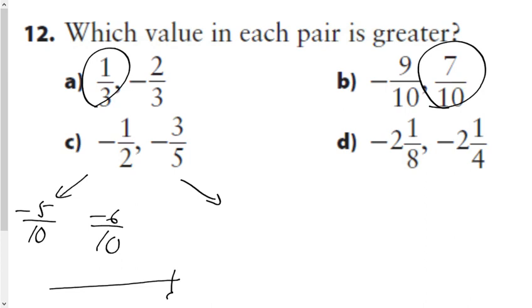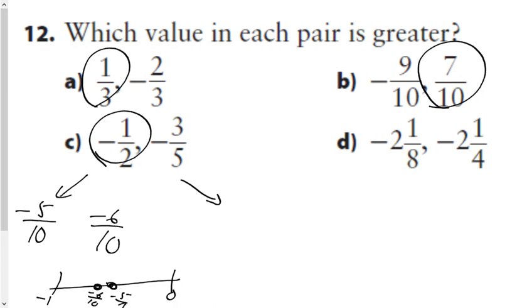Again, when we are dealing with negative numbers, if this is 0 and this is negative 1, that's negative 5/10 there. That's negative 6/10. The farther a number is from 0, the smaller it is. So therefore, which number is greater? Negative 1/2 is greater because it's closer to 0 as a negative value.